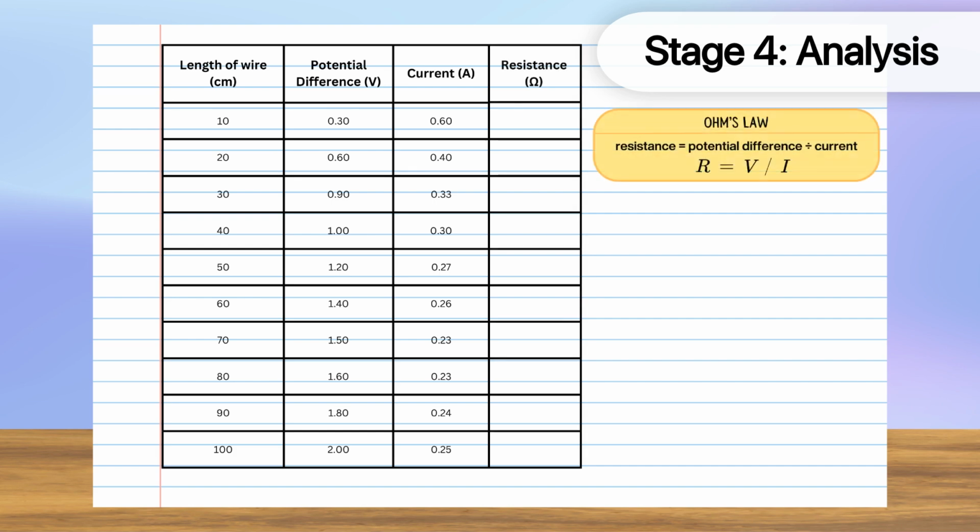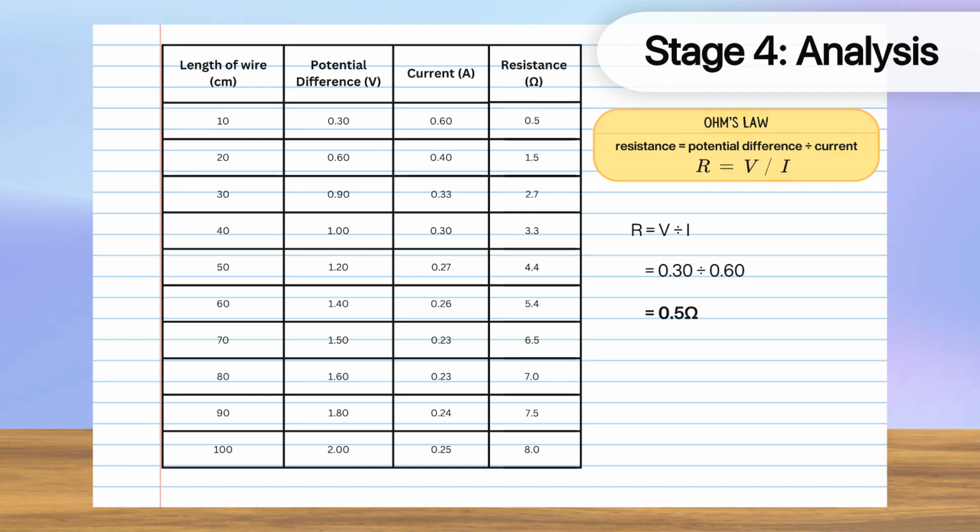Recall that Ohm's law states that resistance is directly proportional to voltage and indirectly proportional to current, as summarized by the equation R equals V divided by I. Now, using this equation, we can input the values for potential difference and current, as we have them recorded in our table, to calculate the resistance for each length of wire. For example, for the wire that was 10 centimeters in length, we can input the values of 0.3 and 0.6 to get a total resistance of 0.5 ohms. Once we have calculated this for all the different lengths, we can fill in the final column of our table with these values.